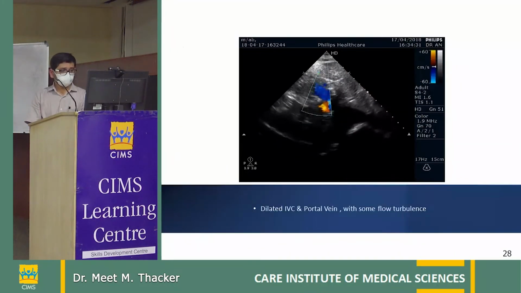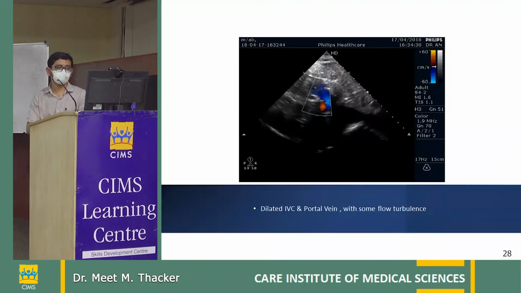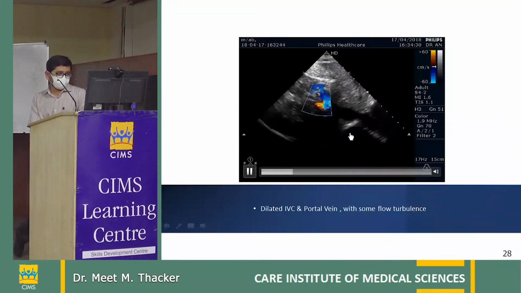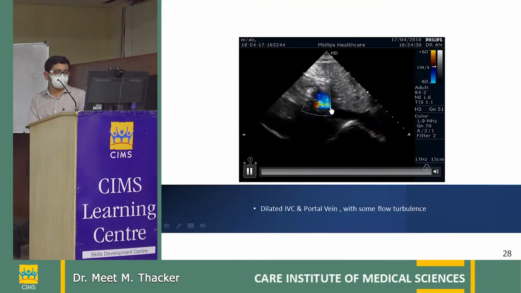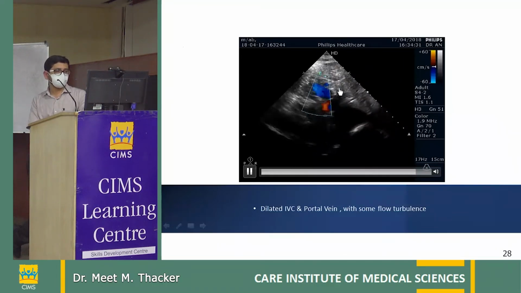But this was one thing which we found abnormal on the ECG. This is the IVC, the subcostal view. The IVC was dilated and the portal veins were dilated with some flow turbulence here in the portal vein.